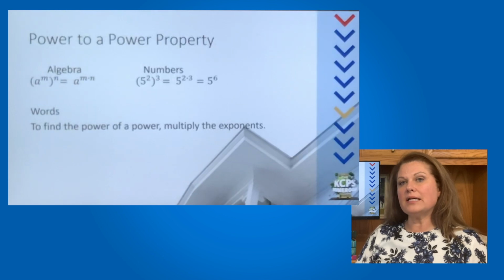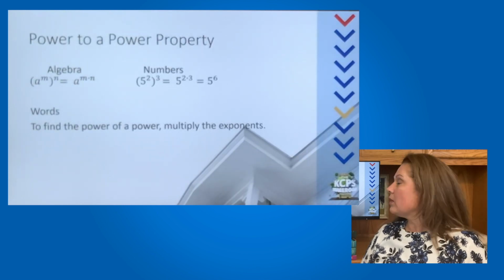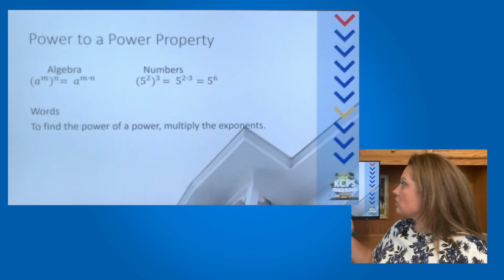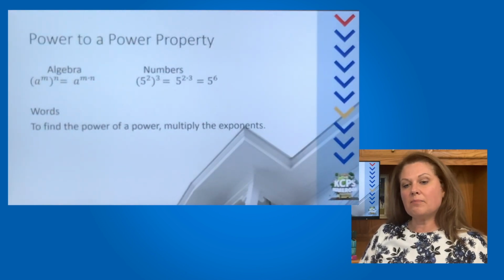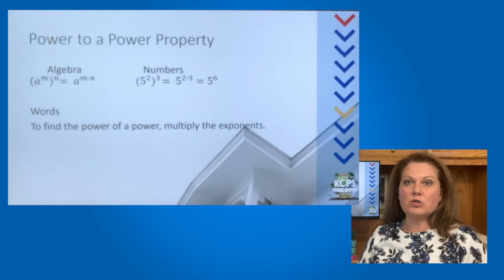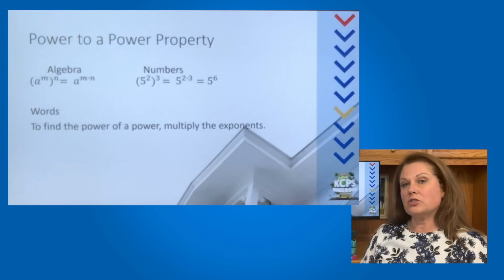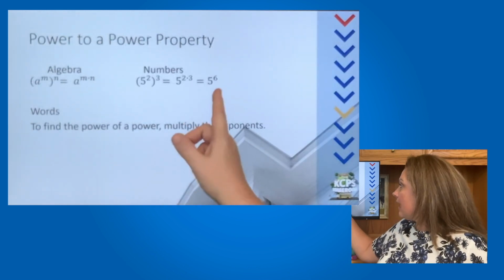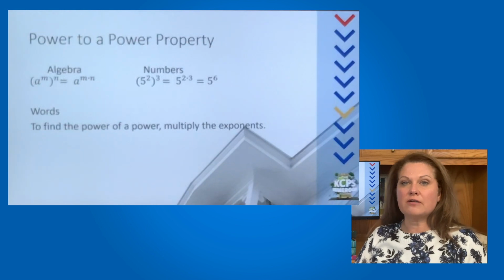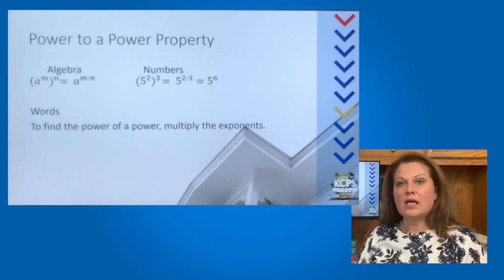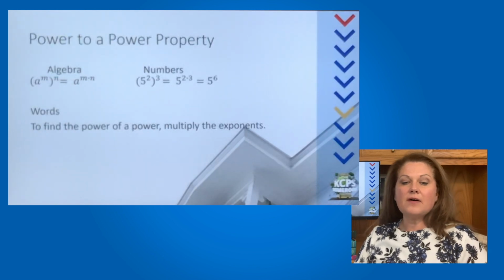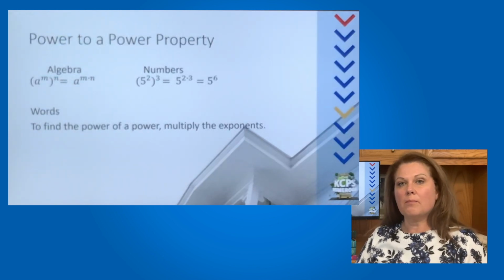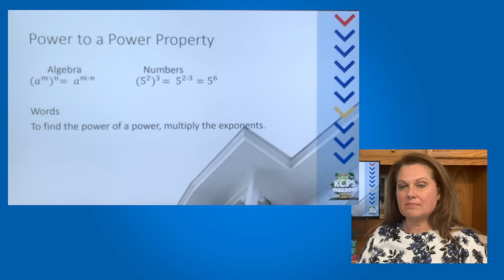Sometimes it's a little bit easier to see in numbers. We have (5^2)^3. We're working with the same base, so simply multiply 2 times 3. 2 times 3 is 6. That is our simplified version, 5^6. Now in words, it's going to sound something like this. To find the power of a power, multiply the exponents.